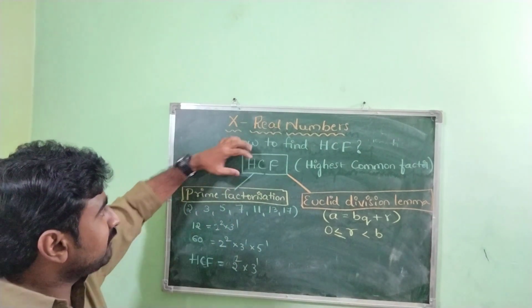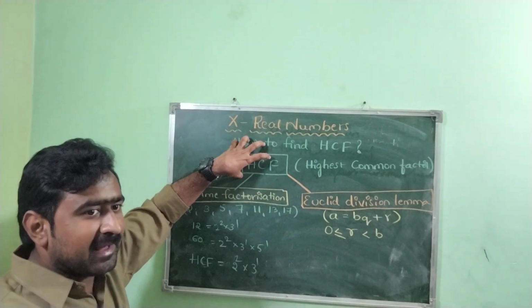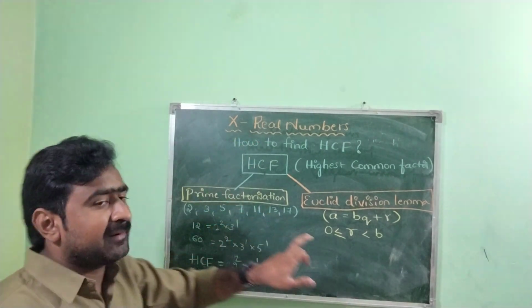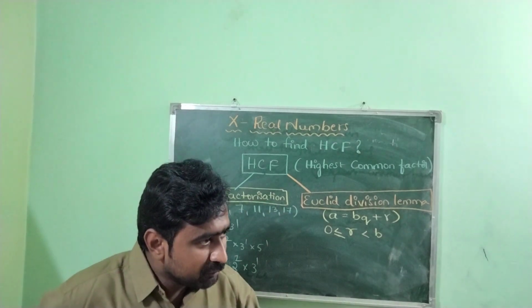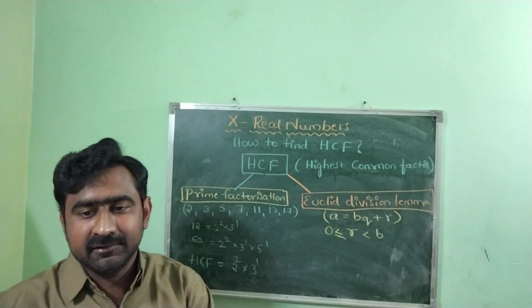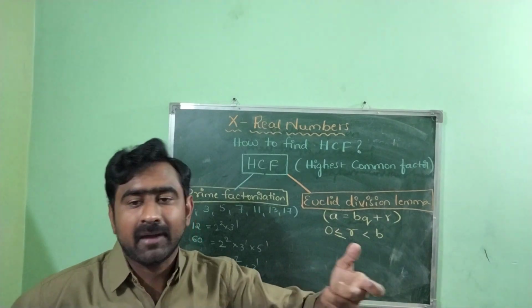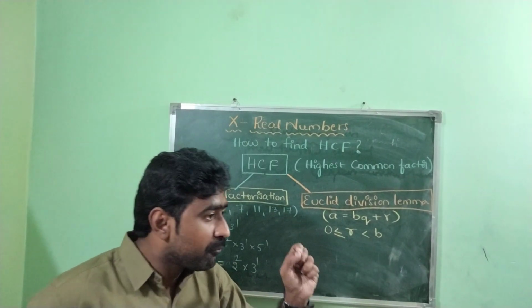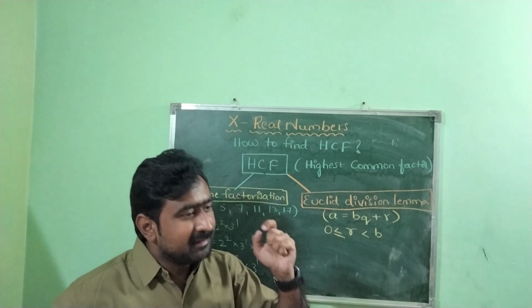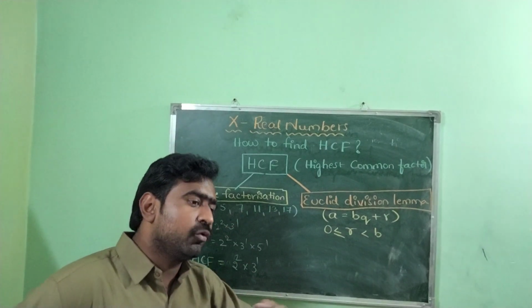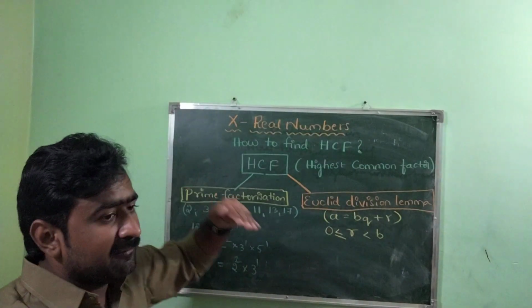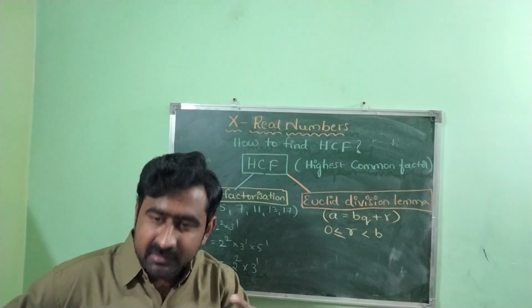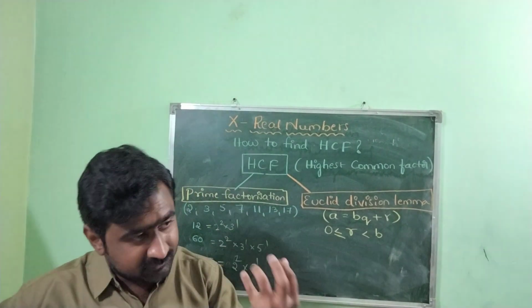The first way in which we can find the HCF is prime factorization. Please pay your attention. The first method we are going to prefer to find the HCF is called prime factorization. It is a very important method. From 8th, 9th and 10th standard, this method is followed in each and every class. Prime factorization is one of the important methods which helps us to find the HCF.